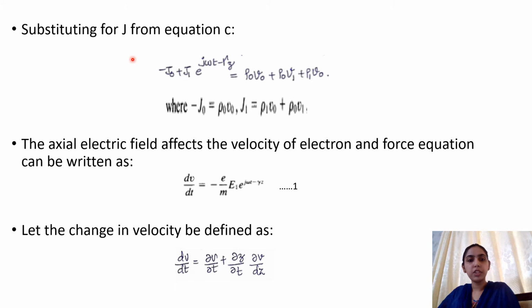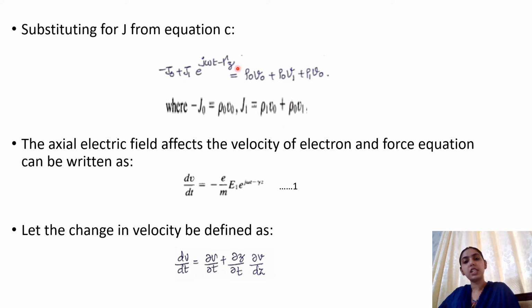Now substituting for the current density J from our standard equation, that is its perturbation with respect to its DC value. Here the minus sign is written, as I have explained. So from the previous expression and from the first expression we have written for current density J, we compare both the LHS and RHS. Here we have neglected one term since it is very small. So from this we can conclude that minus J0 is equal to rho 0 into V0 and J1 is equal to rho 1 V0 plus rho 0 V1.